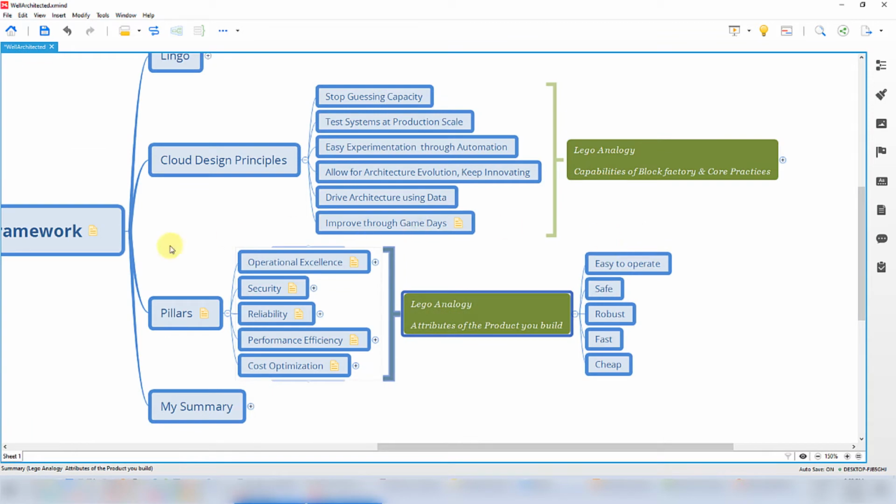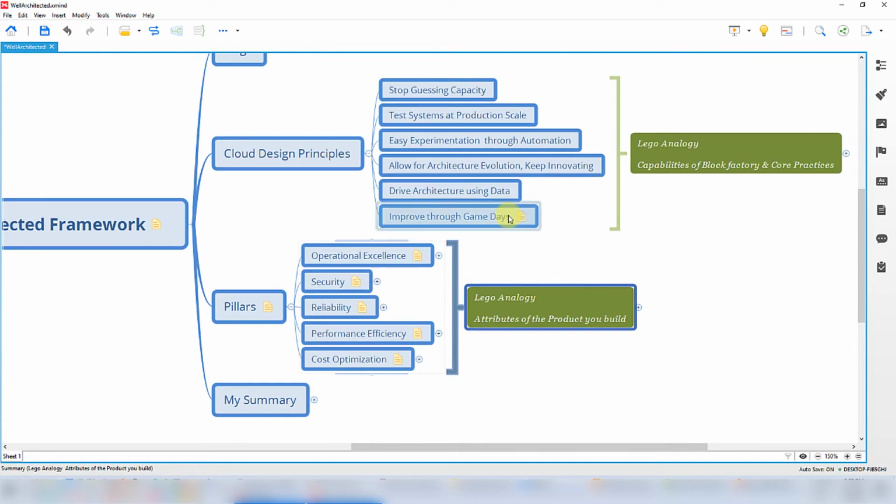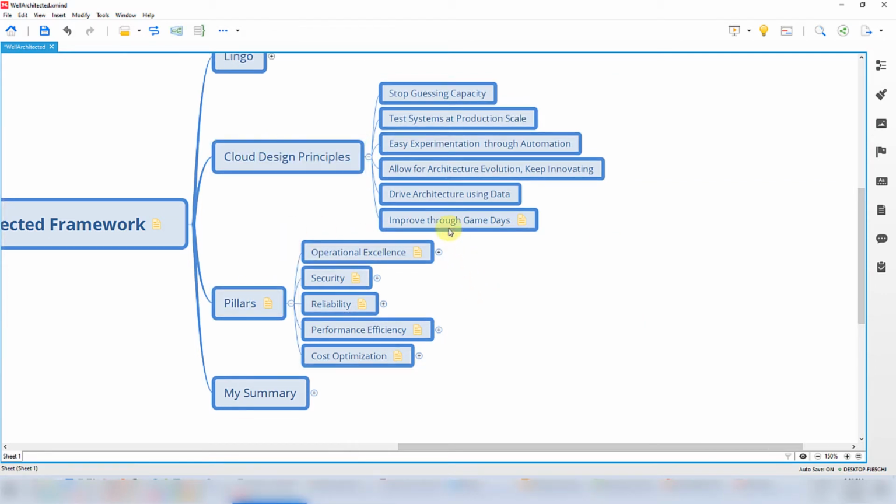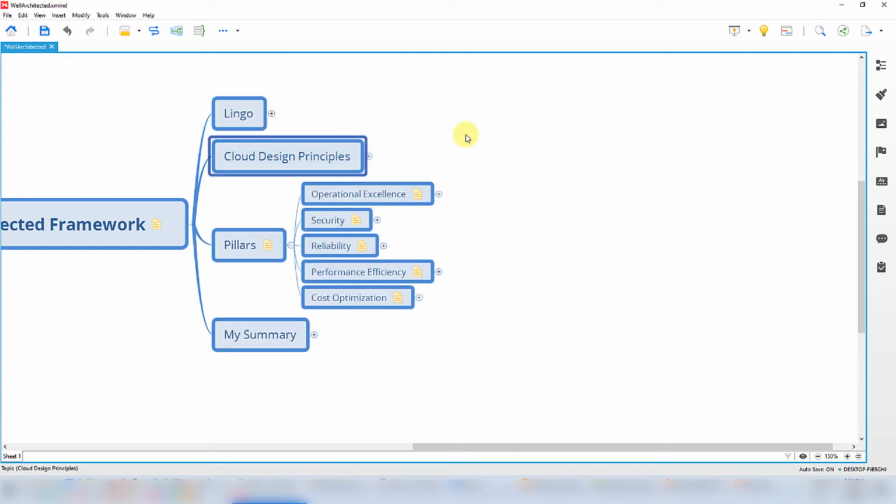Now let's look at the analogy in the context of pillars. The pillars are the attributes of the product that you build. Your Lego car must be easy to operate, must be safe to use, it must be robust and not fall apart easily, it must be fast, and it must be cheap. I hope this gives you some idea of the intention behind design principles and the pillars. Now let's discuss each of these pillars in greater detail.